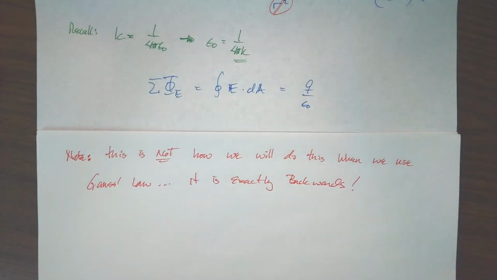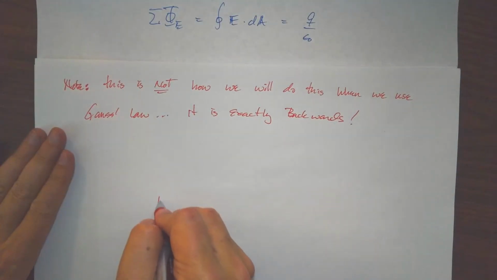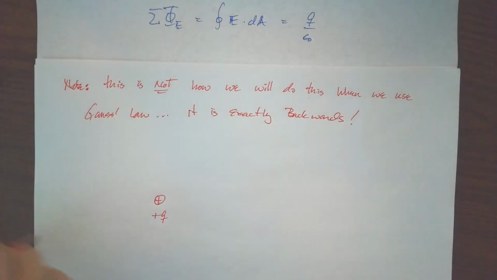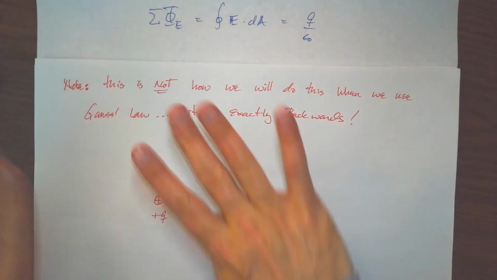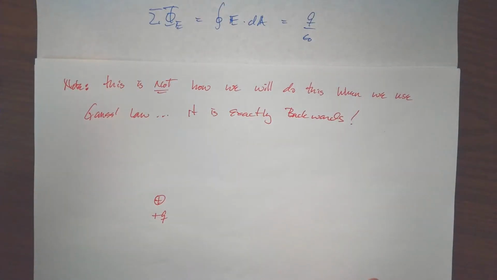It's exactly backwards. So the way that we go is we say, well, we have some charge. And then what we'll do is we'll say that since it's a point charge, it will have what they call spherical symmetry. So if you rotate the page or turn the problem in any way, it looks the same. So a point charge has spherical symmetry, and therefore that indicates that the Gaussian surface we will use is a sphere.